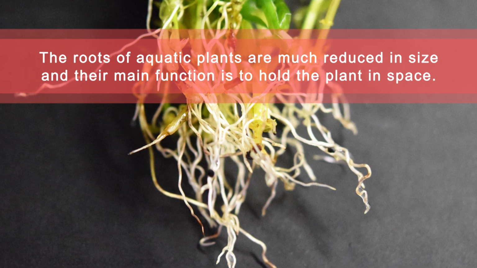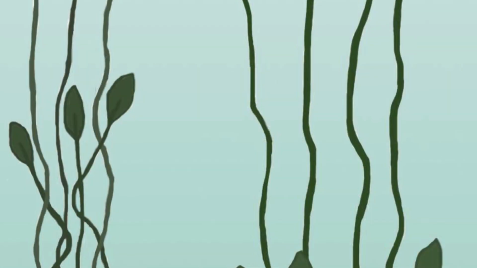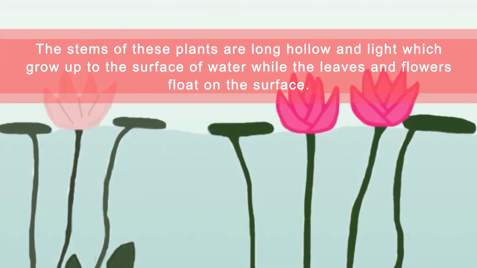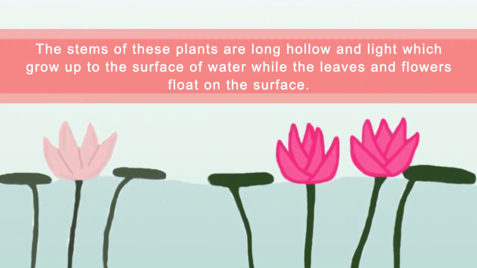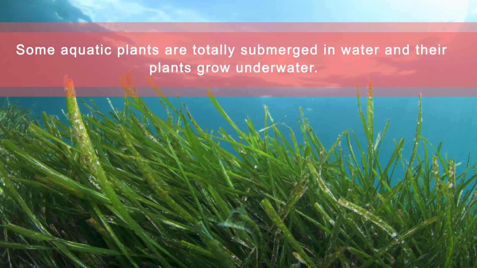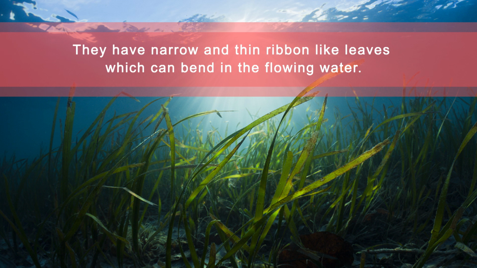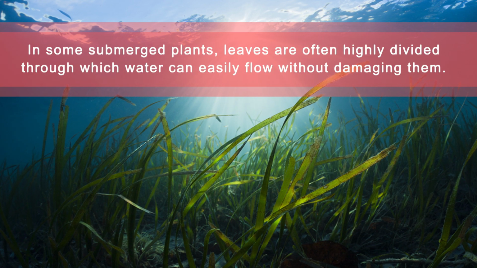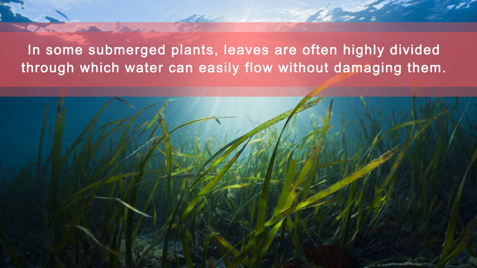proper place. The stems of these plants are long, hollow and light, which grow up to the surface of water, while the leaves and flowers float on the surface. Some aquatic plants are totally submerged in water and their parts grow underwater. They have narrow and thin ribbon-like leaves which can be bent in the flowing water. In some submerged plants, leaves are often highly divided, through which water can easily flow without damaging them.